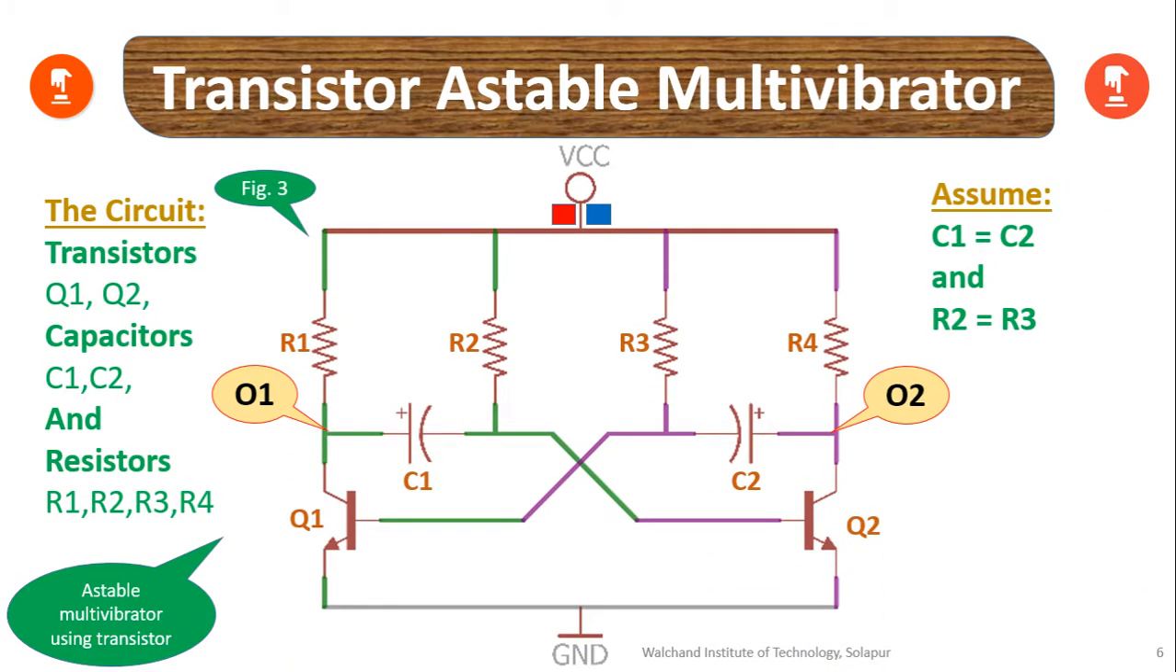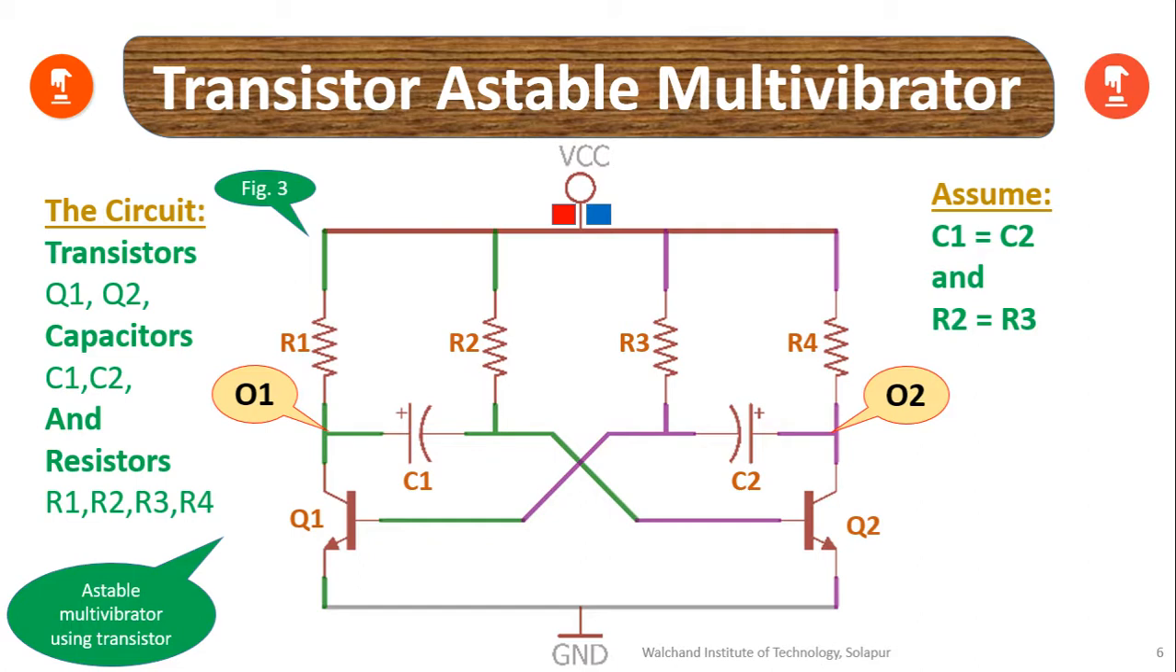Now, let's have a brief overview of how a transistorized astable multivibrator is built. The circuit is basically built up of transistors Q1 and Q2, capacitors C1 and C2, and resistors R1, R2, R3, R4. Figure 3 shows such a circuit, and before starting we need to make certain assumptions. That is, C1 must be equal to C2 and R2 must be equal to R3.